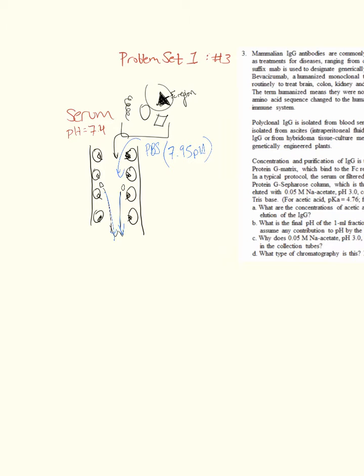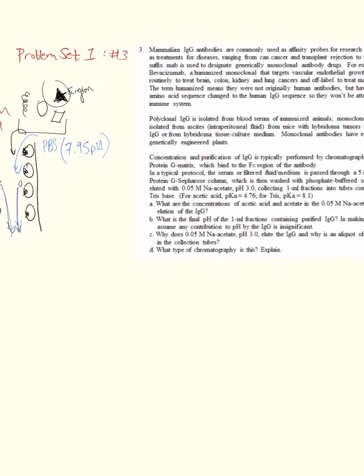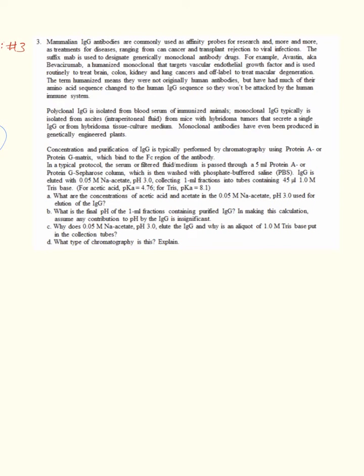So we'll still collect it in that same beaker that we had initially. Okay, then what we do is we elute it, and by elute, it means separate the IgG.